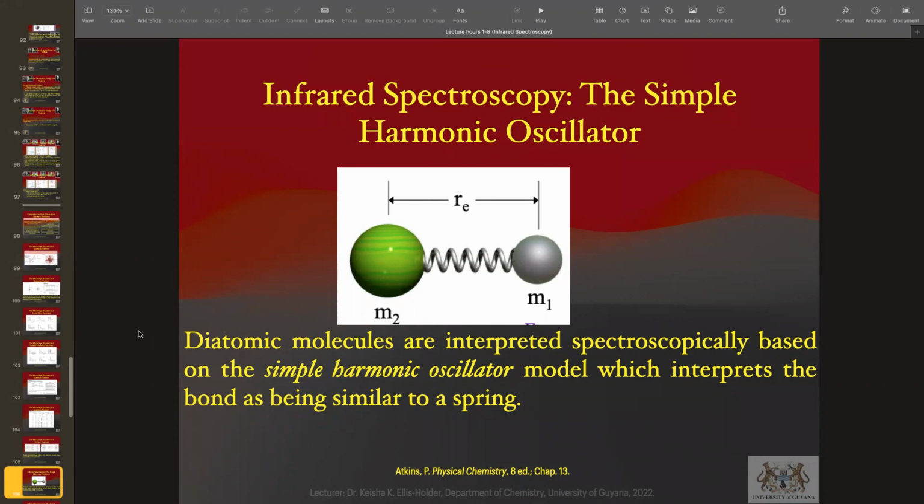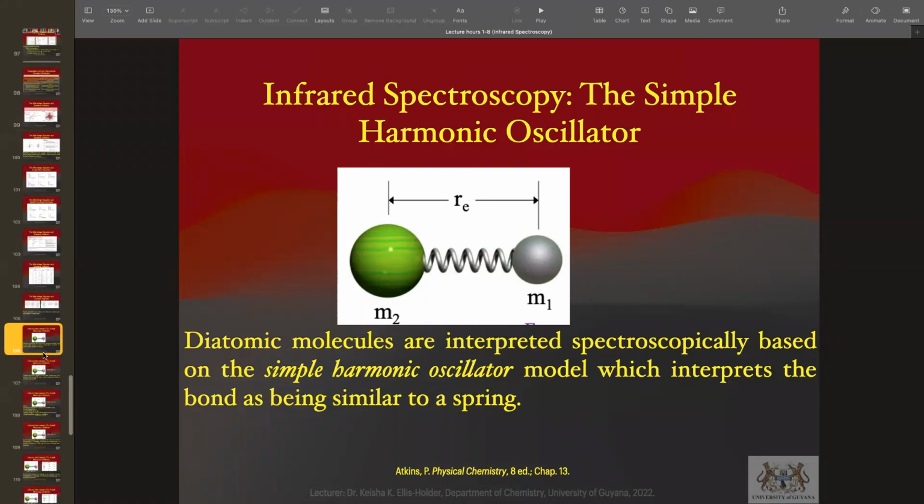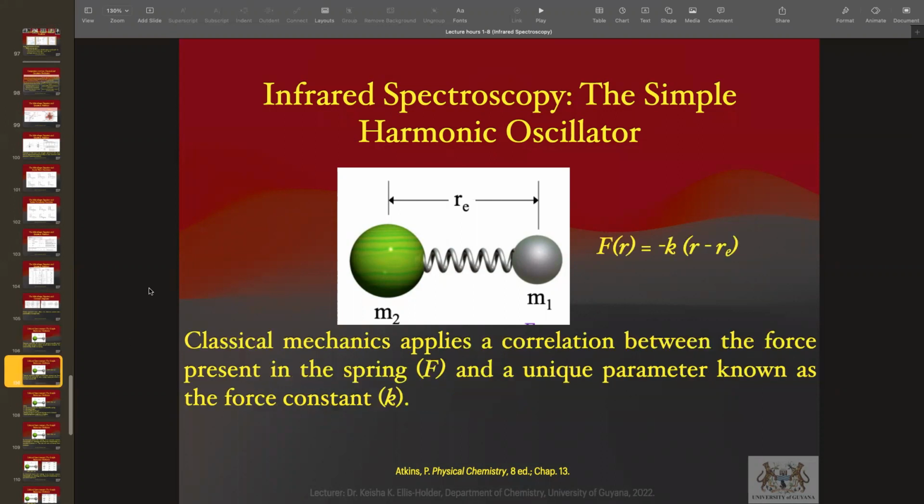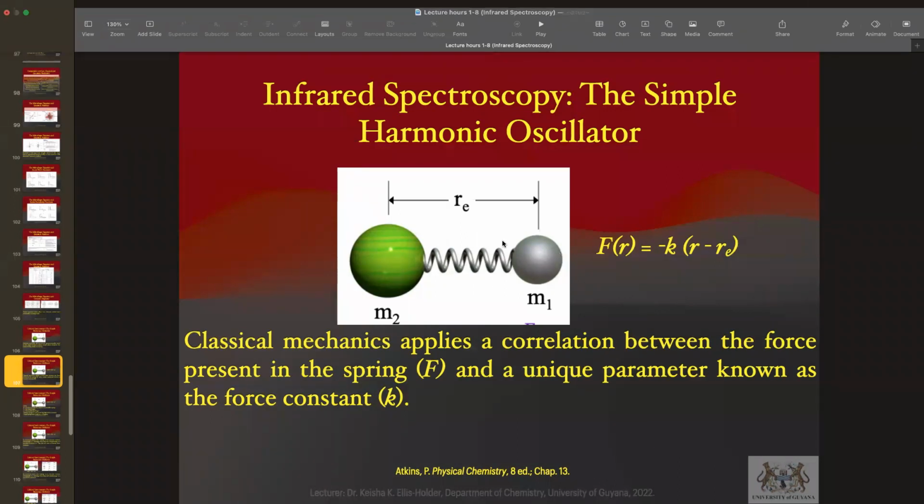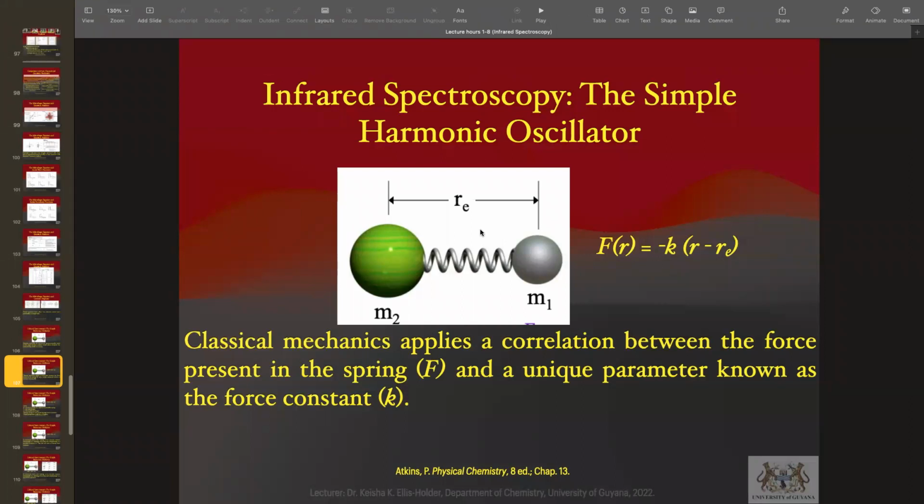And what happens is that in the classical mechanical model, we use this concept to communicate the strength of a spring using what we know to be Hooke's law. So classical mechanics applies a correlation between the force of the spring and the force constant. So the strength of the spring, or I should say the size of the force constant, will then determine how easy it is to stretch this spring.